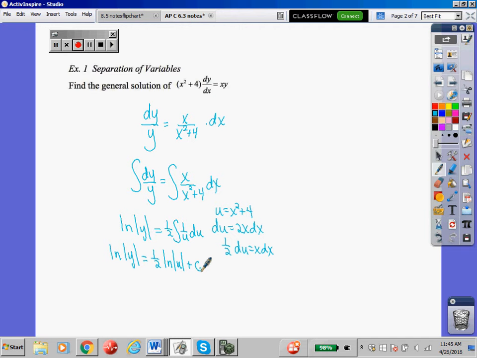Notice, yes, on the left side you'd have a plus c, and the right side you'd have a plus c, but you would just move the constant to one side, so we only write it once. So this is the natural log of absolute value of y equals, this is x squared plus 4, and I'm going to raise it to the 1/2 power.